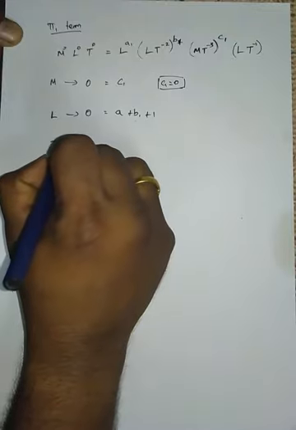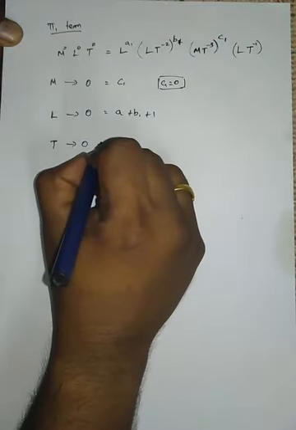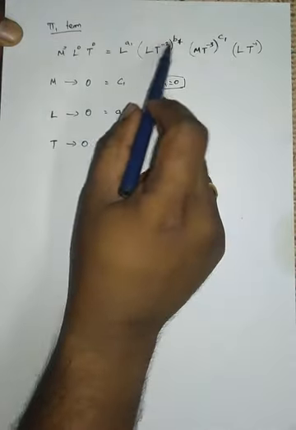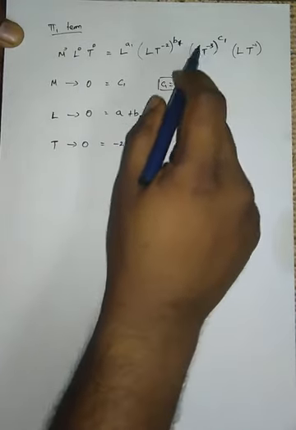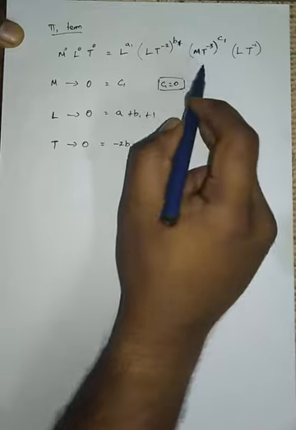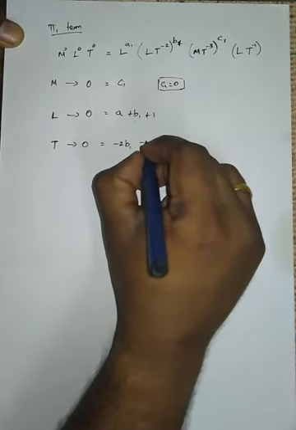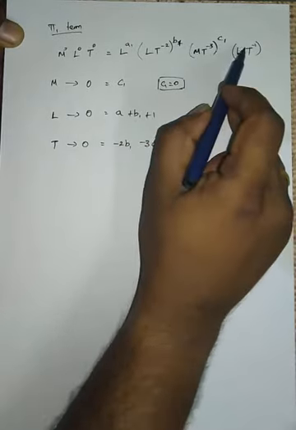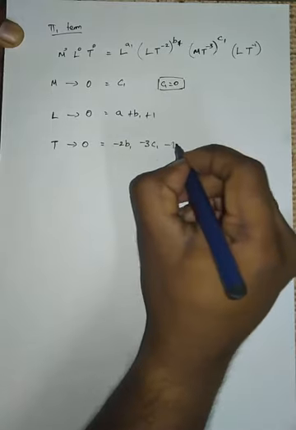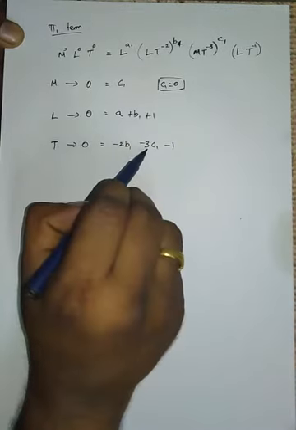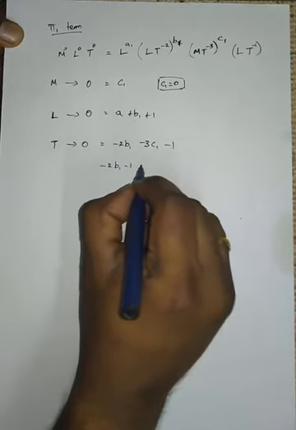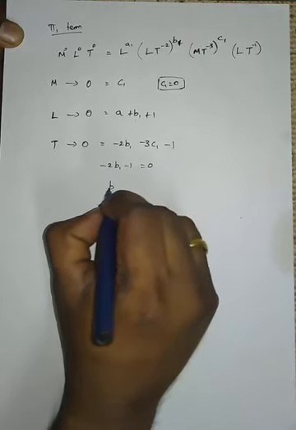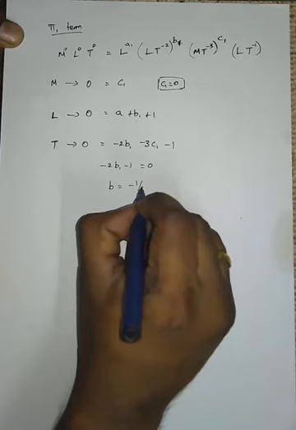The power of T: 0 equal to minus 2b1, here there is no term, here minus 3c1 and here minus 1. If you substitute the c1 value here, the equation becomes minus 2b1 minus 1 equal to 0. So b1 equal to minus 1 by 2.